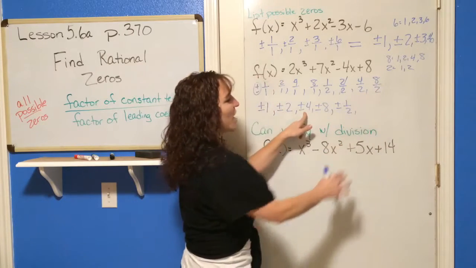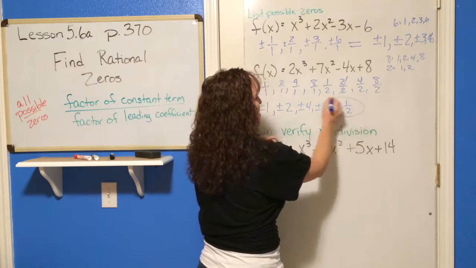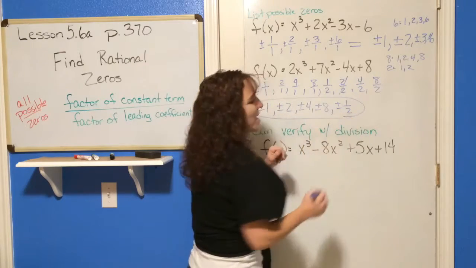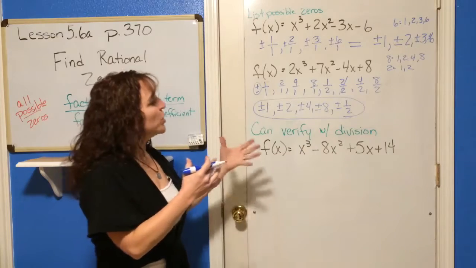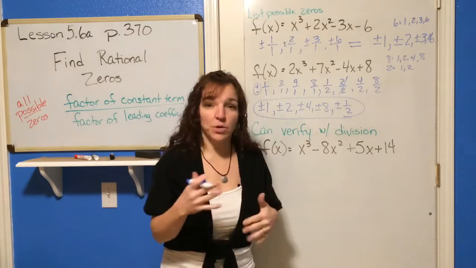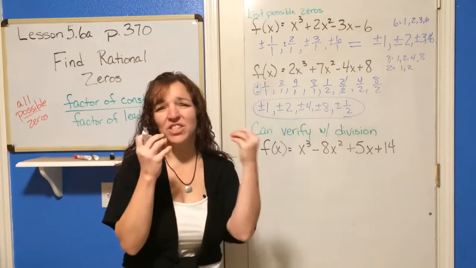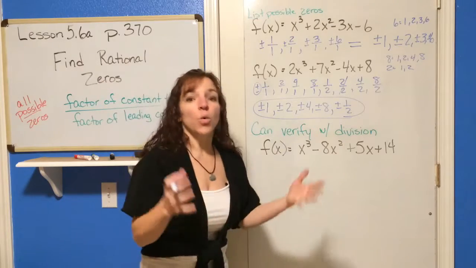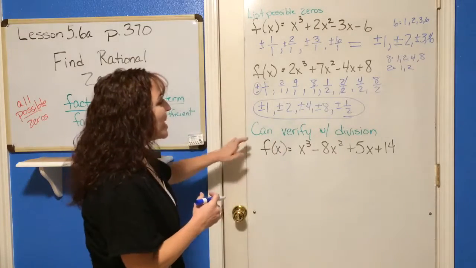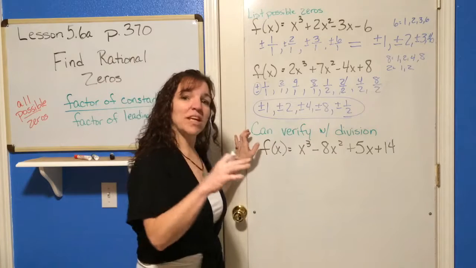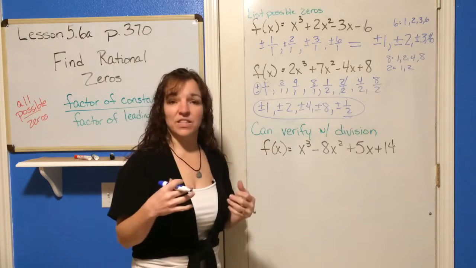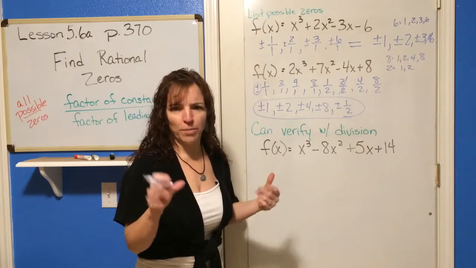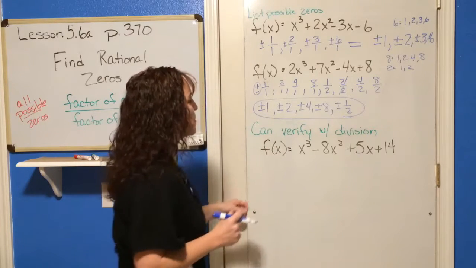We already have plus or minus 4. So here is our list of possible zeros. Once you've got your possible zeros, so this was much easier when I just gave you one, wasn't it? Once you've got your possible zeros, now you've got to plug them in and verify those possible zeros using synthetic division. You can use long division if you want, but I would suggest synthetic division.